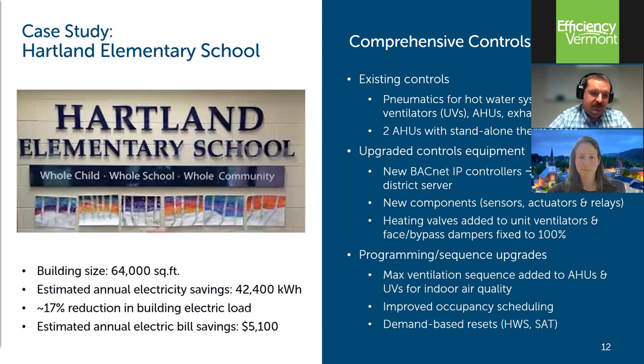So for more details on the savings, I'm going to hand it back to Alex. Thanks, Nick. Yeah, so through all of the efficiency improvements that were made as part of this project, the school ended up saving 42,400 kilowatt hours of electricity per year, which is equivalent to a 17% reduction in their annual building electric load and $5,100 in annual cost savings on their electric bill.